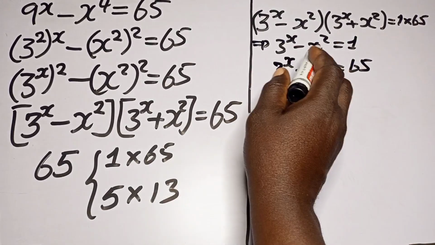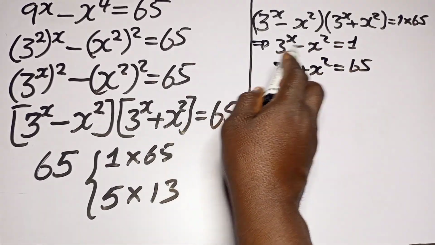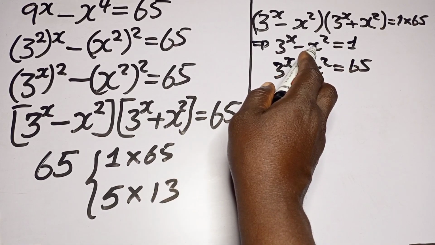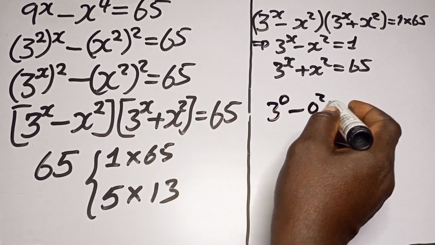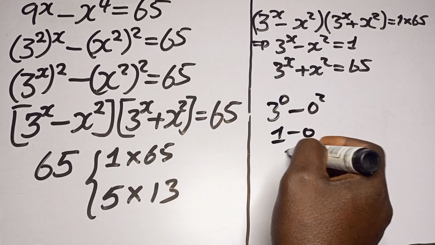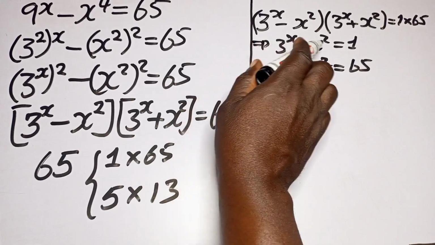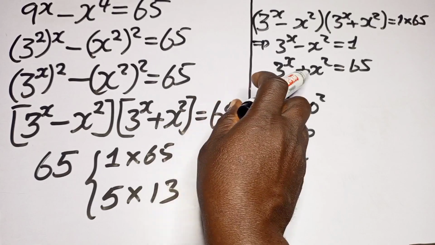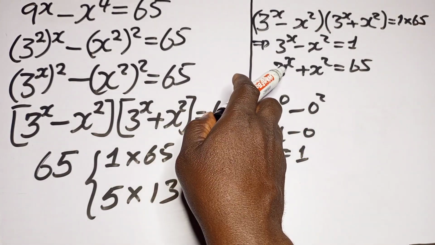Now let's reason it out. If we are saying 3 to the x minus x squared is equal to 1, we can see therefore that the only value of x that will render that solution possible will be the value 0. When x is 0, 3 to the 0 minus 0 squared, what do we get? 3 to the 0 is 1. 1 minus 0 is 1. So the only value of x that will render this first equation true will be x equals 0. But remember, that same value of x must also render this other equation true. So if we are saying x is 0, let's put x here and see.